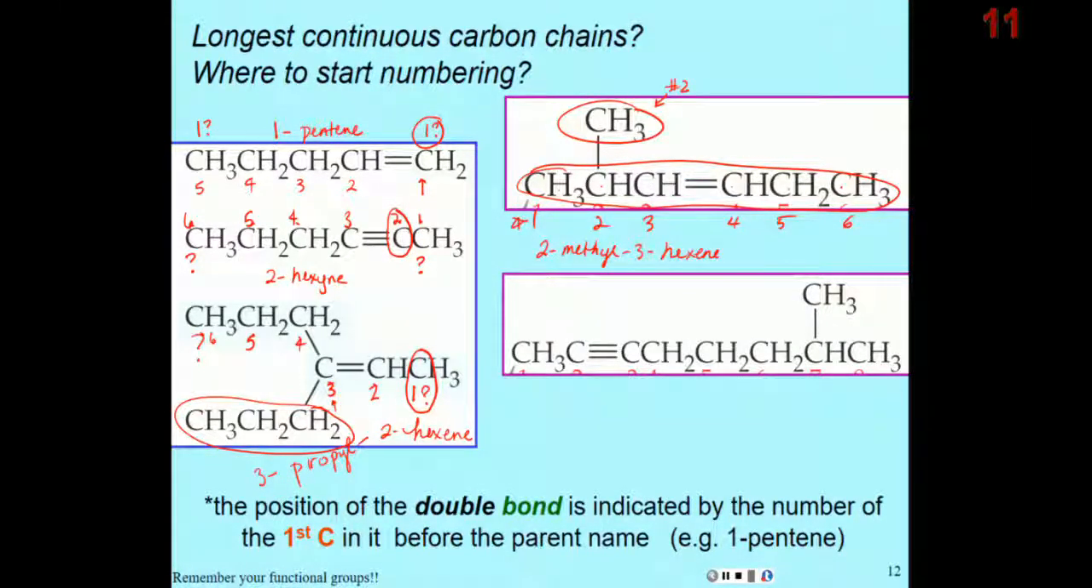Hope that makes sense. Now, last one. We have, again, a long structure. We have to decide where we want to put the numbers. We're going to have to start on the left because otherwise the multiple bond would get a much higher number. So 2, 3, 4, 5, 6, 7, 8. Wow, 8. So what is that? Oct, triple bond, yne. The triple bond begins at carbon number 2, so that goes in front of octyne. And then we describe the last piece over here, which is the methyl group on carbon 7. There you go. Okay, the more practice you get with these, the better. It really helps.